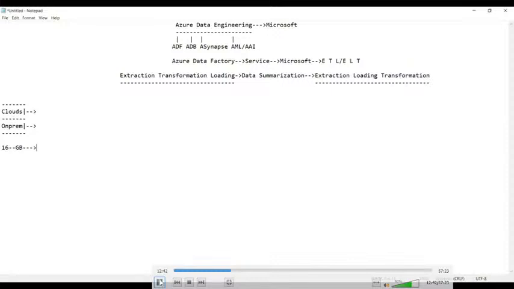Yes, it means that we can use up to 16 GB. We can store up to 16 GB of memory in your mobile phone.